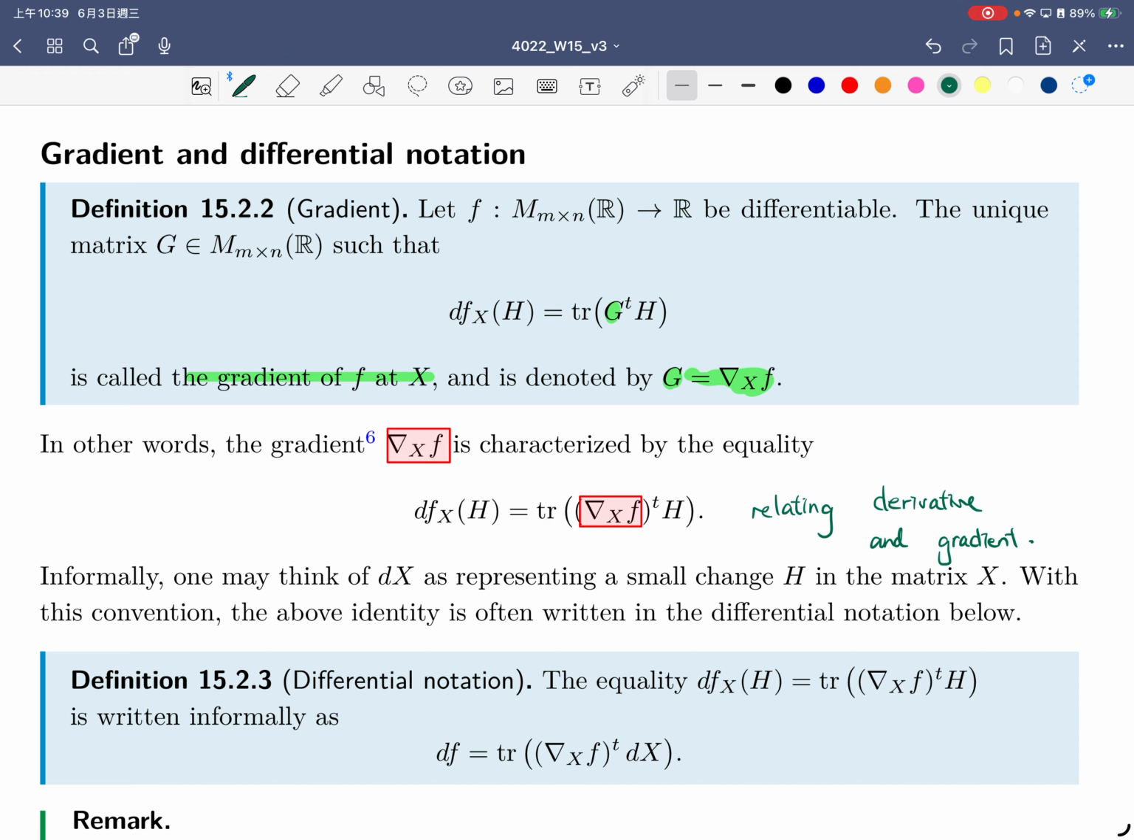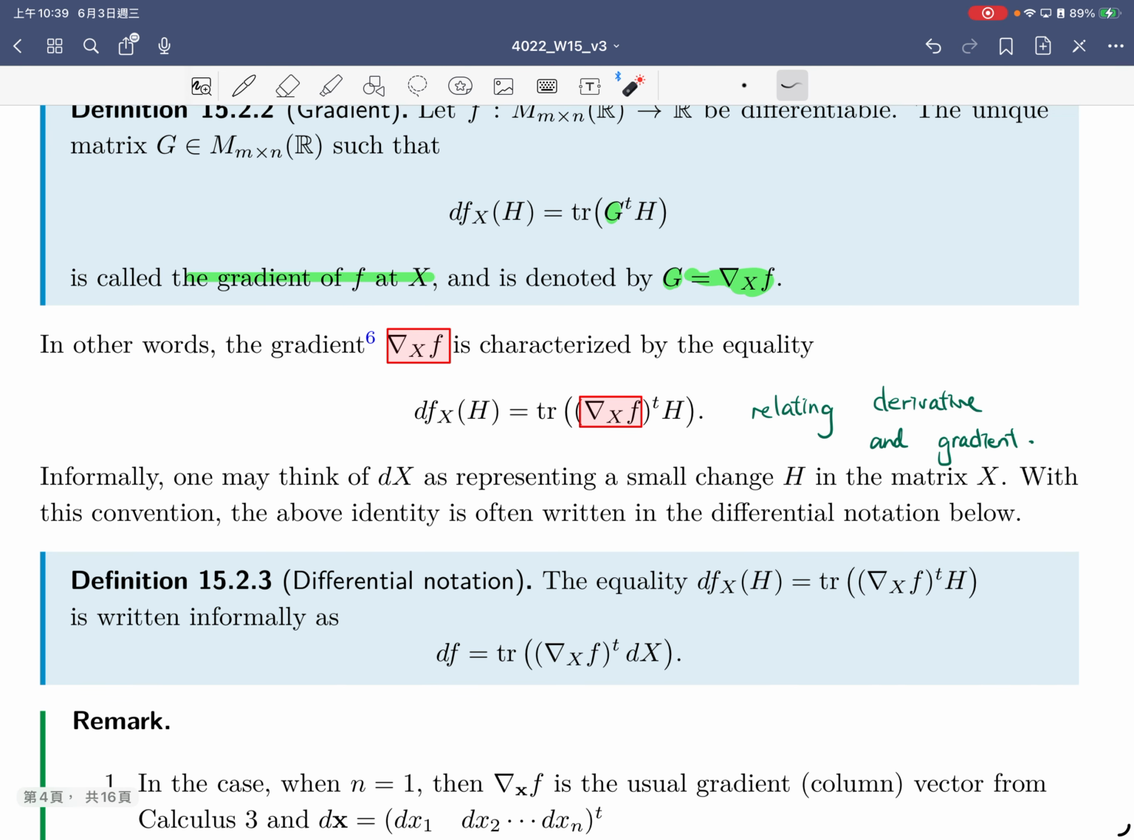But there's something extremely unfortunate when I try to look up some reference, because apparently there's some disciplines that don't distinguish the difference between derivative and gradient. But then we do, okay? We're mathematicians, so we're very careful. So derivative is a linear map, and gradient is a matrix, okay? It's a matrix.